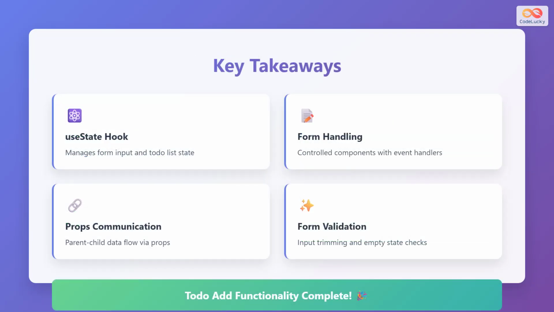Here are the key takeaways from this lesson. We learned how to use the useState hook to manage form input and to-do list state. We also learned how to handle form submissions using controlled components and event handlers. We saw how to implement parent-child data flow using props, allowing components to communicate with each other. Finally, we learned how to validate form input by trimming whitespace and checking for empty states. Great job! To-do add functionality is complete.